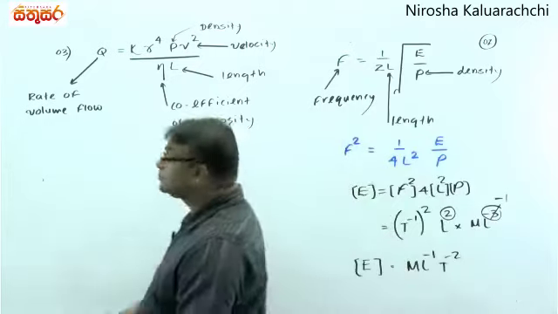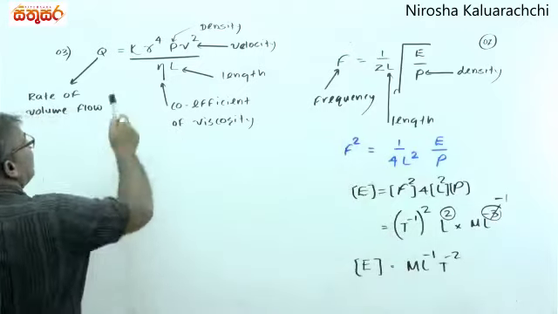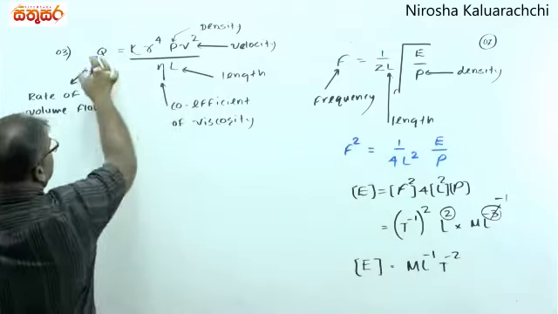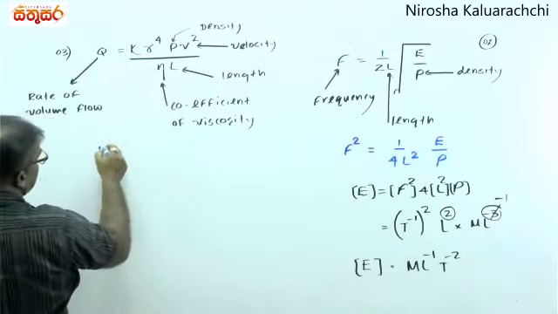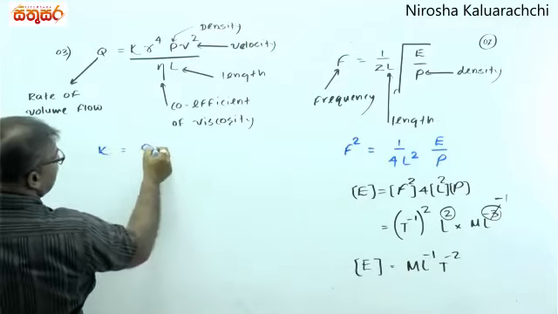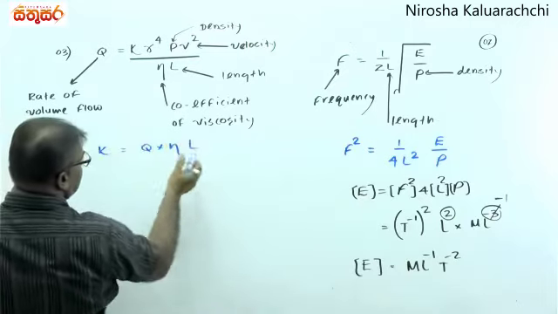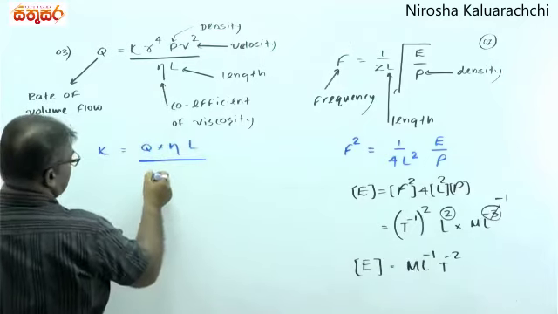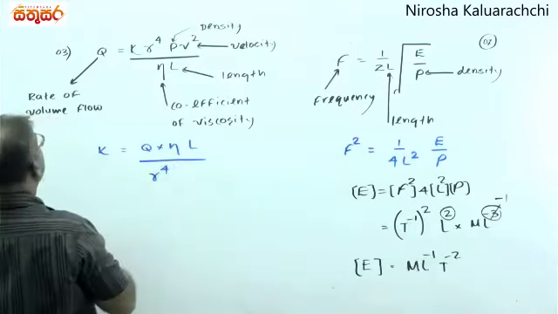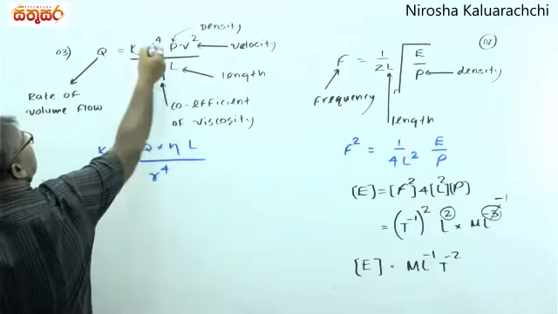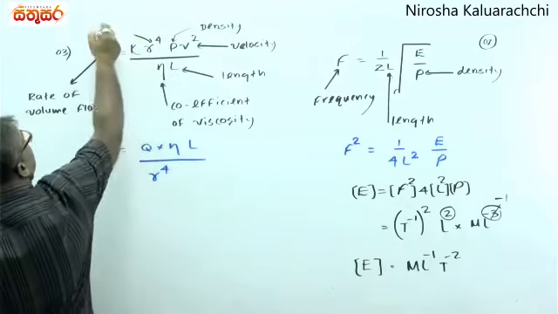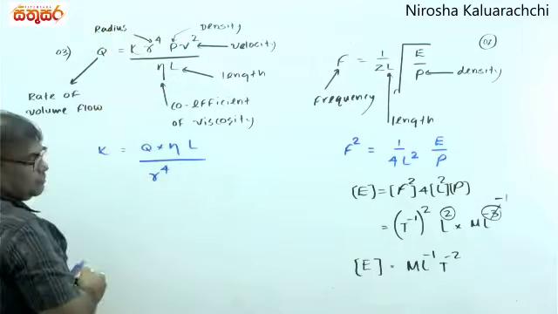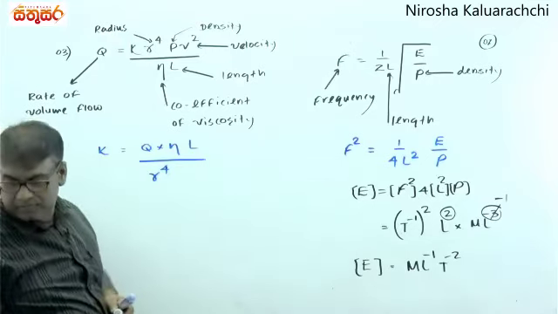Right. See now, you asked to find K, no? Subject K, then these two go into the other side. K becomes Q into eta L divided by R to the power of 4. So the R is radius, right? It is not mentioned here, no? R is radius.